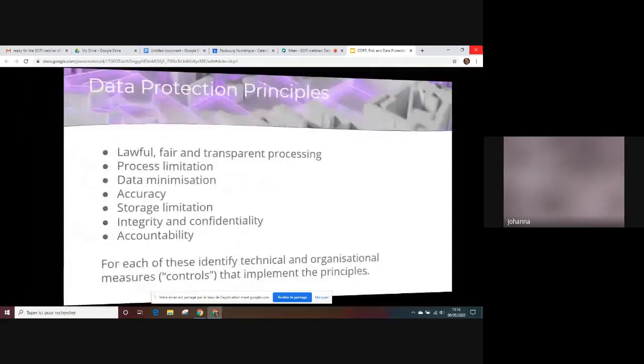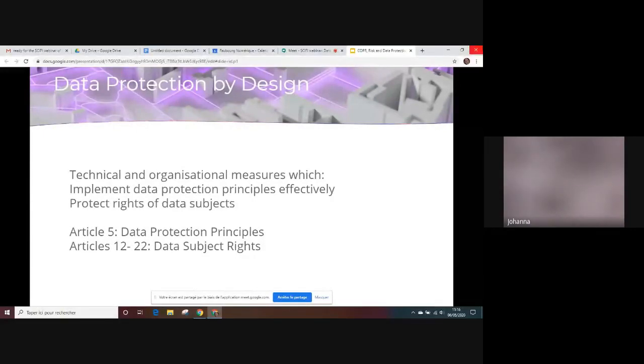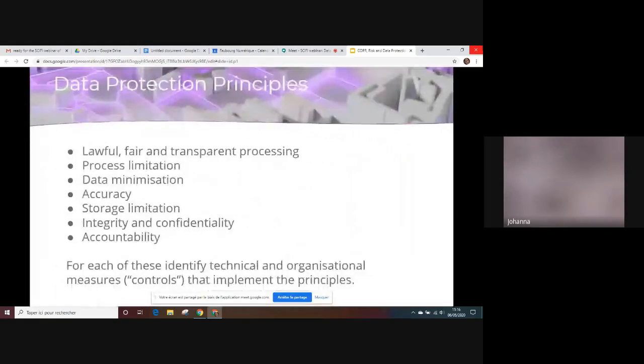And so just the relevant articles here, just in case you want to follow them up. Article 5 is data protection principles, and Articles 12 to 22 are data subject rights. So here we have the data protection principles, which I'm sure you're all very familiar with. For each of these principles, when you're undertaking data protection by design, you need to put in place controls that implement the principles. And these controls are up to you to decide. There is not one set of things you have to do to implement them. This is because, of course, of context. You need to create a balance between privacy and utility.